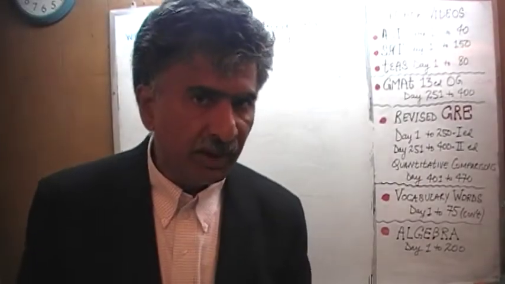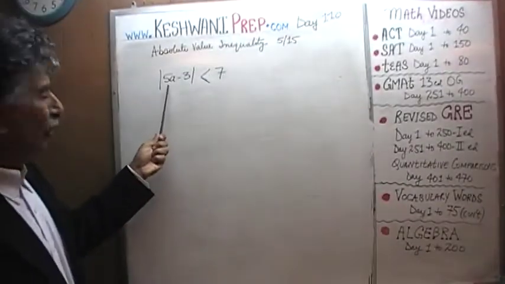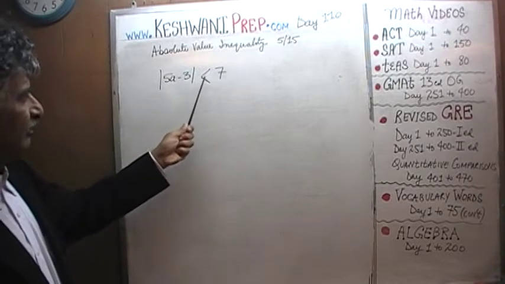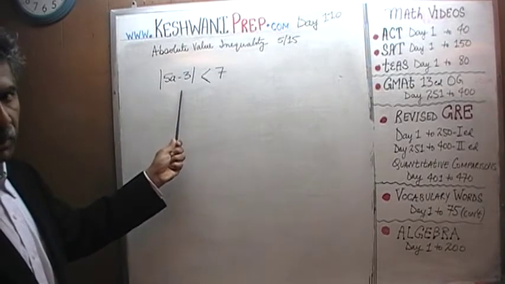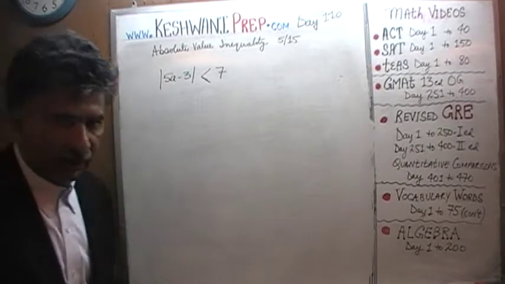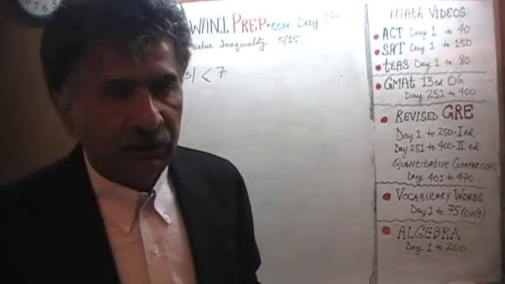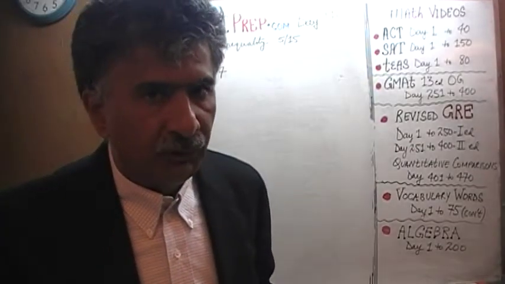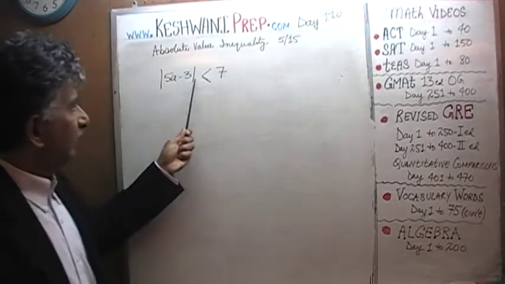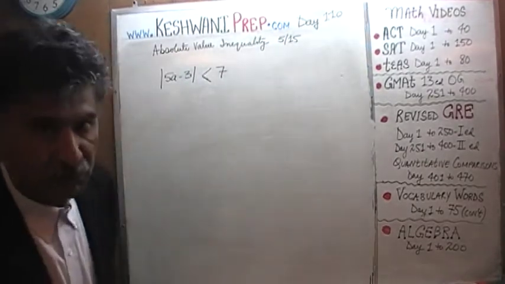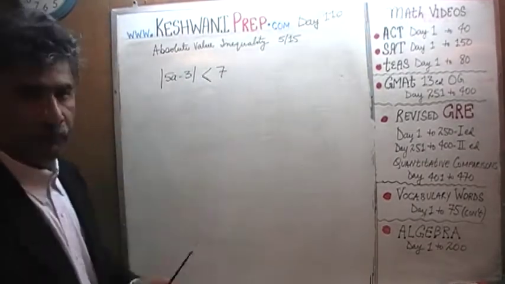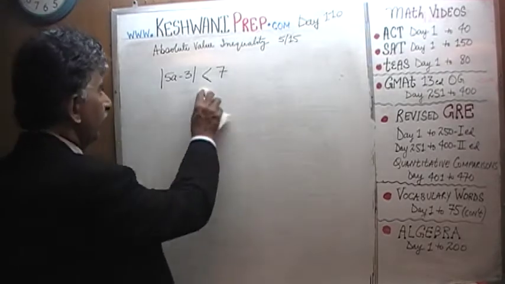Problem for today is already on the blackboard. It says the absolute value of 5a minus 3, we are told, has to be less than 7. Our job is to figure out what are the allowable values for a so that this scenario holds, so that the absolute value of 5a minus 3 is less than 7. Before we actually look at the inequality, let's look at the simple scenario first.